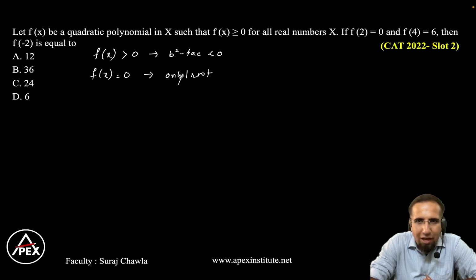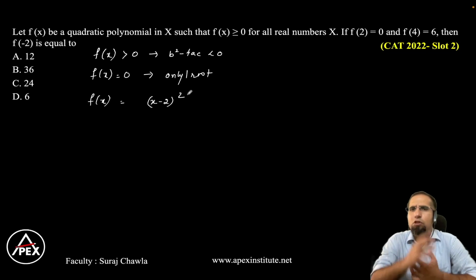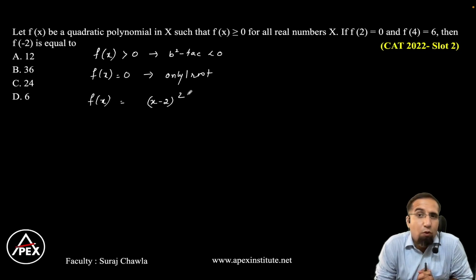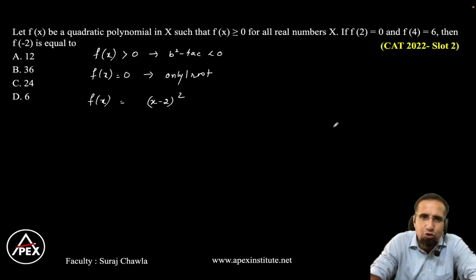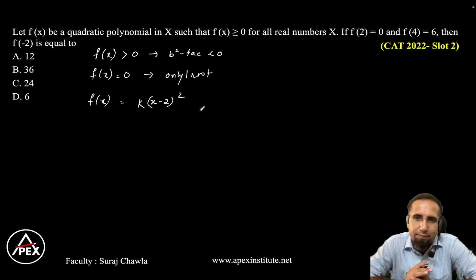Clear? Now, I am told that f of 2 is equal to 0. If f of 2 is equal to 0, that means I can say that 2 is one of the roots. So, I can convert that f of x will be equal to x minus 2 whole square, because 2 is the only root of the equation. Now, f of 4 is equal to 6. If I replace 4 here, I am not getting the value of 6, which means the graph should be in the form of k into x minus 2 whole square.